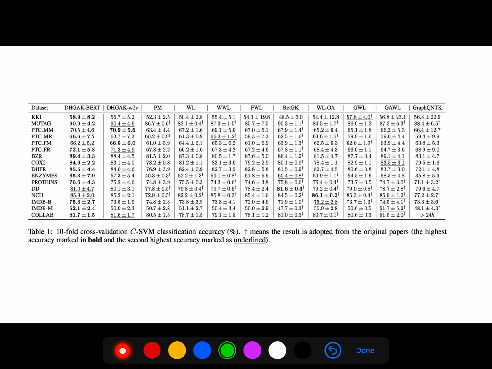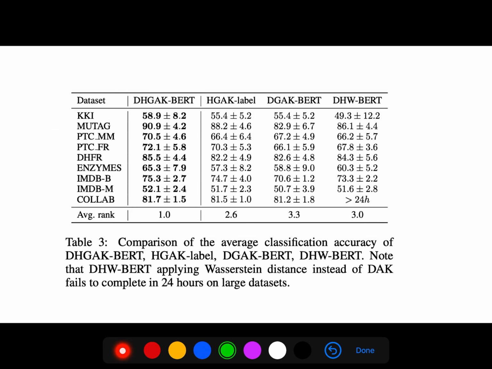So they did experiments on these datasets like protein, enzyme, all of these classification datasets, and they compared different models. Here you see a comparison of average classification accuracy.